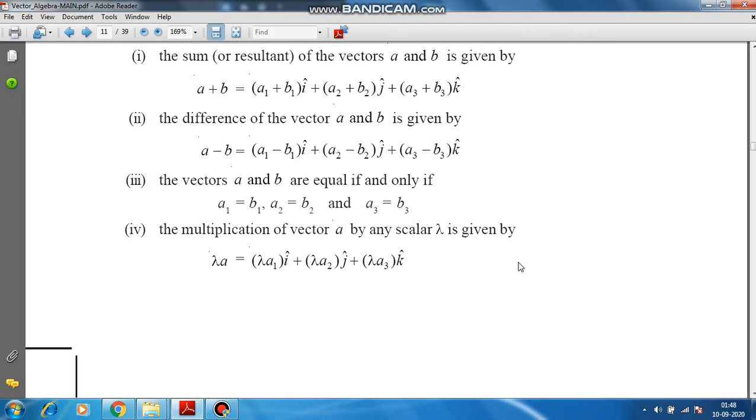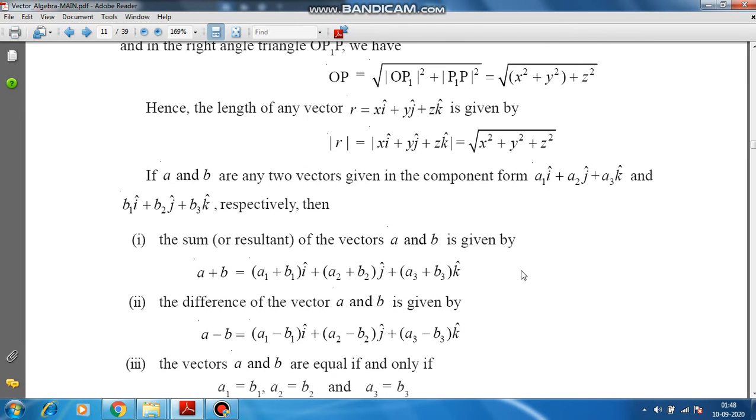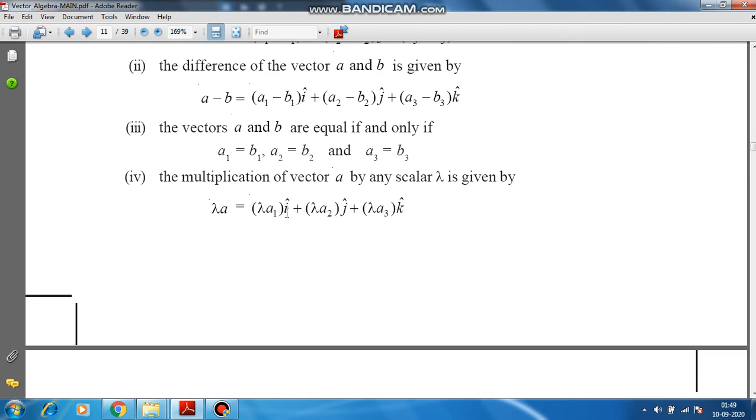And lastly, if we multiply this A by some scalar lambda, then what will be the component form? Lambda A will be equal to lambda into this, and lambda is a scalar, a1, a2, a3 are scalars. So therefore lambda A will be equal to lambda a1 into i plus lambda a2 into j plus lambda a3 into k. This is given here.